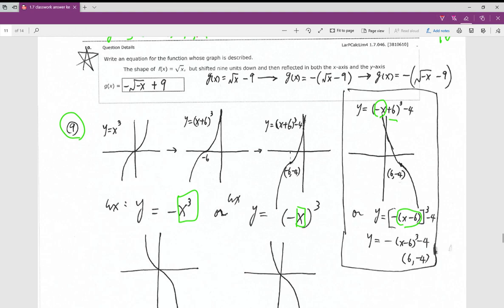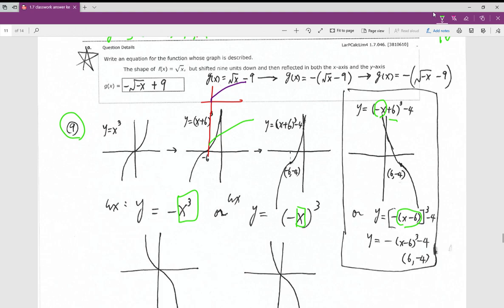Now, number 10, square root function. We know it looks like that. Square root function, okay. And then shift 9 units down, so push down, push down 9 units. Okay, and then reflect in both x and y.